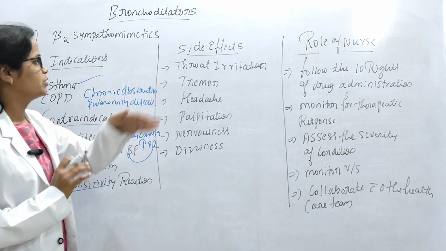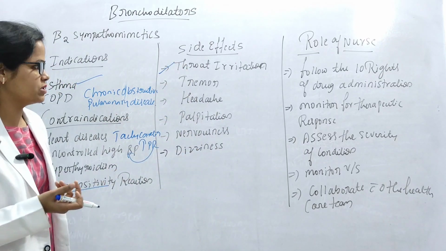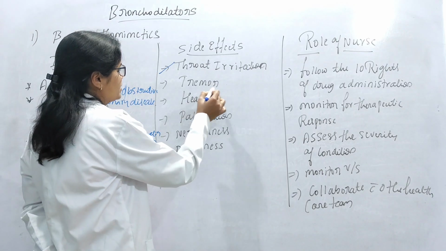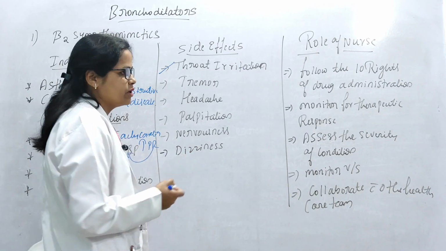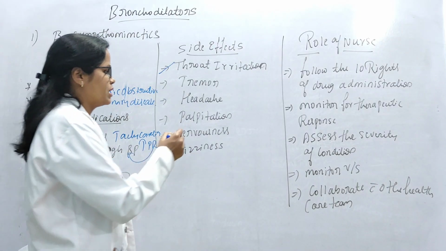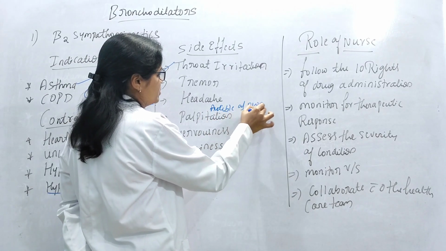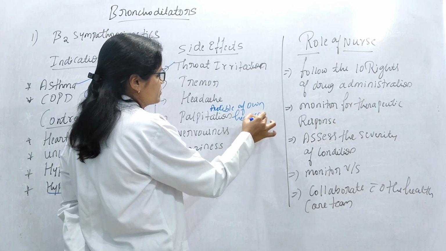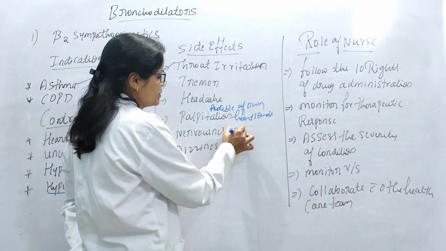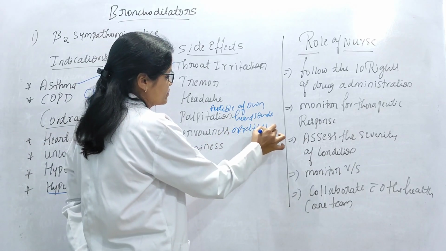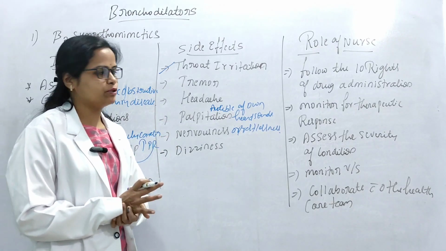And next we'll see about the side effects. Side effects of beta 2 sympathomimetics are throat irritation, which means after drug administration the patient may feel throat irritation. Next, tremor and headache. Palpitation is nothing but awareness of one's own heart sounds, meaning the heartbeat is loud. And next is nervousness or restlessness, and dizziness. These are the common side effects of sympathomimetics.